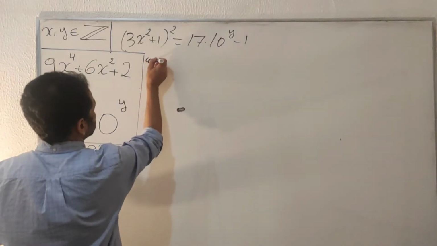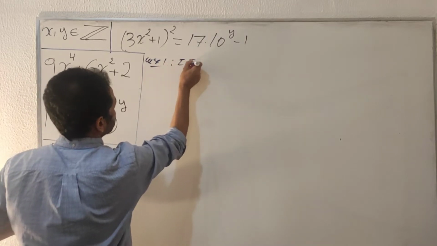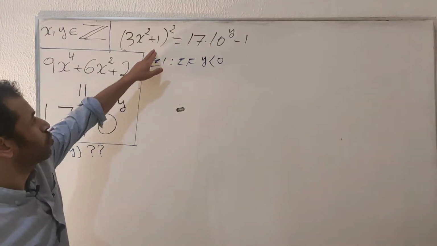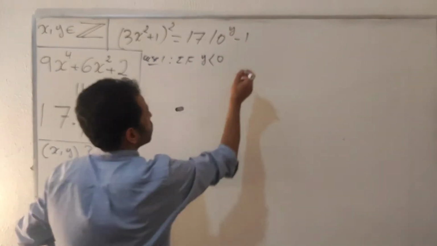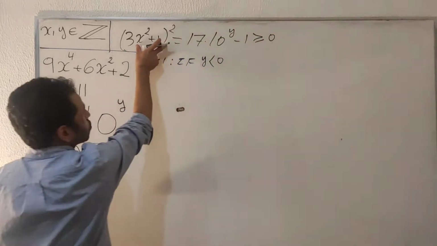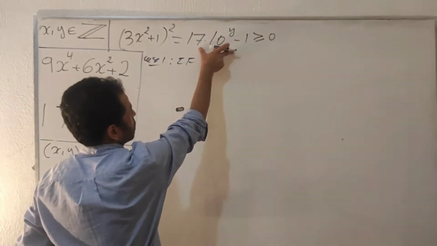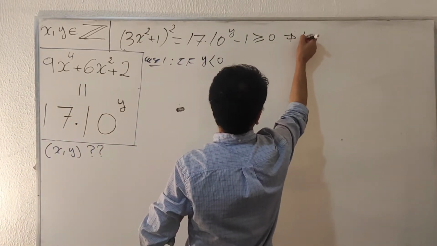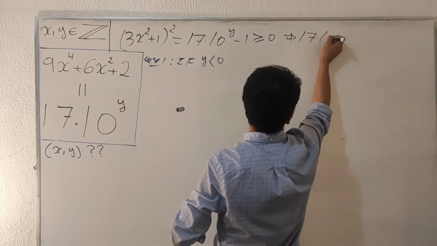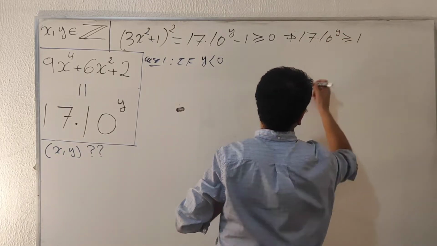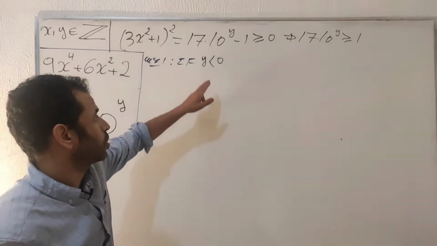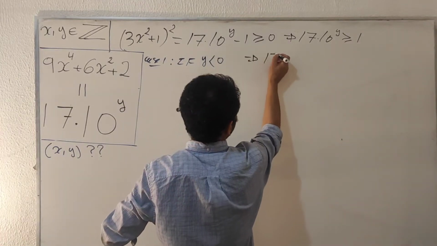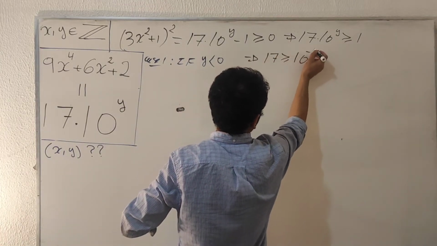Case number 1: what if y is strictly less than 0? Okay, let's work on this one first. We know this one is greater than or equal to 0 because we have a perfect square here, which means this one is positive, and this one is positive as well. By moving minus 1 over to the right, I end up with 17 multiplied by 10 to the y is greater than or equal to 1. Since we are working over negative integers here, I'm going to take the inverse of this. So I get 17 is greater than or equal to 10 to the minus y.